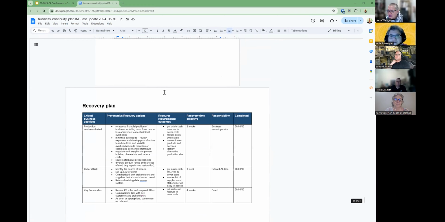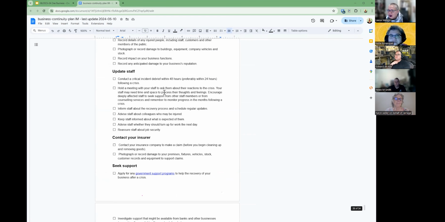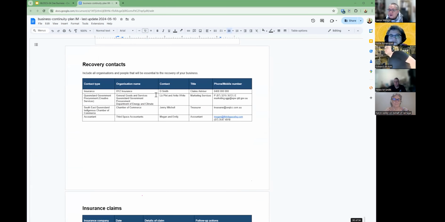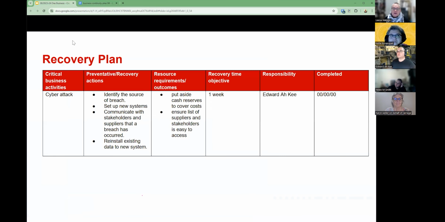But I also have in here somewhere, I can't remember which page it's on, but who do we contact? So we need to contact our insurance company. We need to contact anybody who we are on a panel for. So I've got the Queensland Government Procurement Panel. We contact our local chamber, our accountant. I'll take some of those phone numbers in there. Contact all of those people to make sure that they're the first people that we contact.